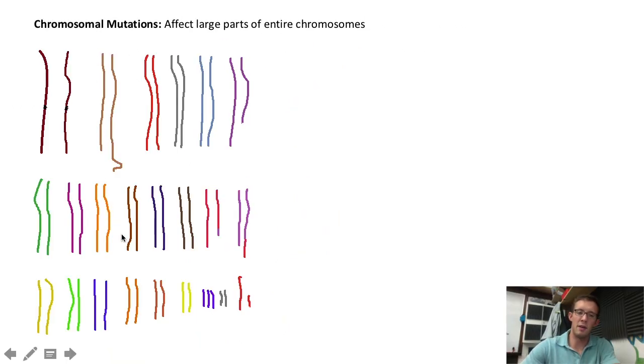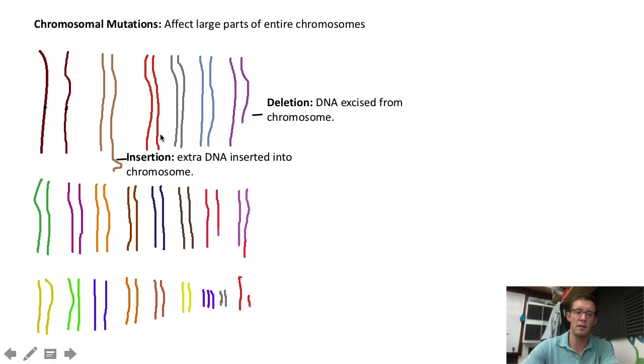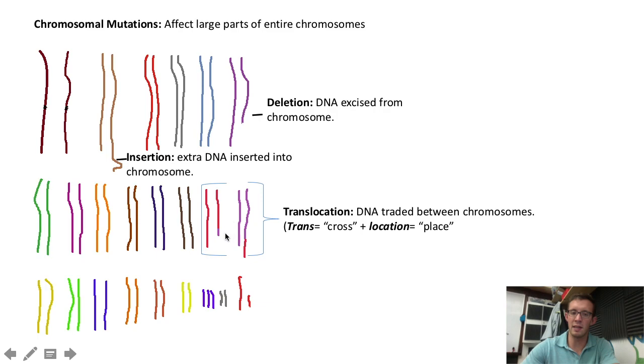Now, it's possible for a karyotype to show mutations on the chromosomes. For instance, in this karyotype, you can see that this chromosome has suffered deletion. That is, some DNA was removed from one of its chromosomes. Or we can come over here, you can see that this chromosome has suffered an insertion. Extra DNA got added into a chromosome. Or if we come down here, we can see that a translocation occurred. That is, DNA literally crossed places between chromosomes.